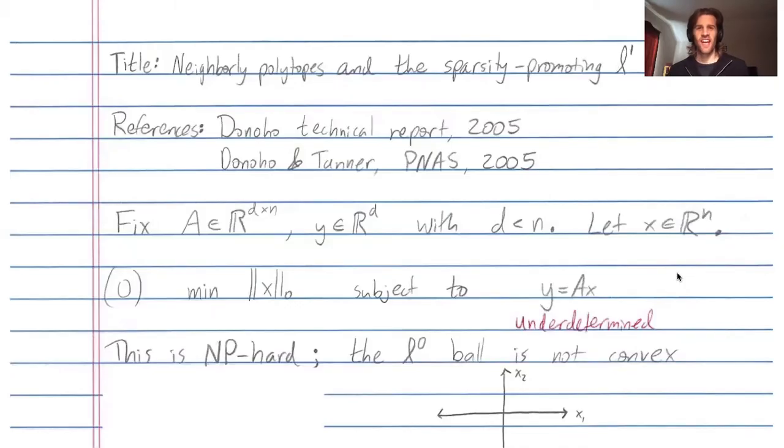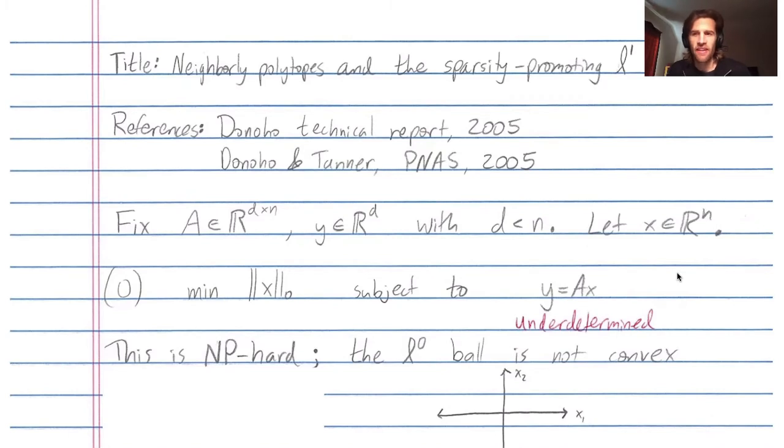Hello, everybody. I wanted to explain a little bit the connection between the sparsity-promoting L1 norm and neighborly polytopes. This is based off some work by David Donoho and his collaborators and contemporaries, including his co-author Tanner. So I'll briefly review the setup from the last video.